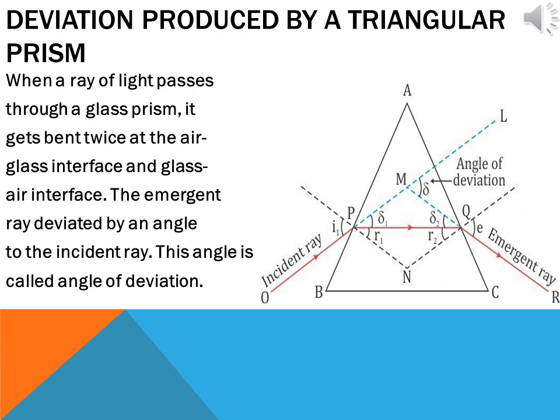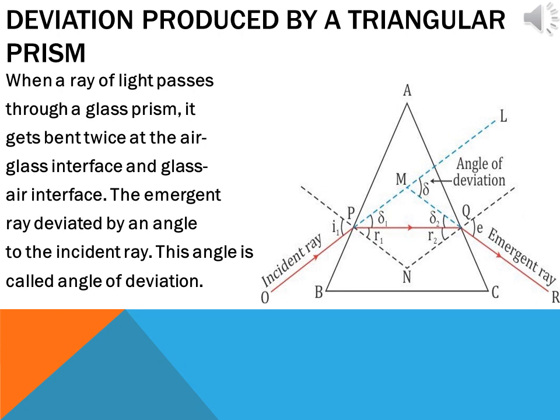The total angle of deviation delta depends on the following three factors. First, the angle of incidence at the first surface. Second, the angle of prism. And third, the refractive index of the material, or the color or wavelength of the light used. So, the angle of deviation depends also on the color of the incident light.